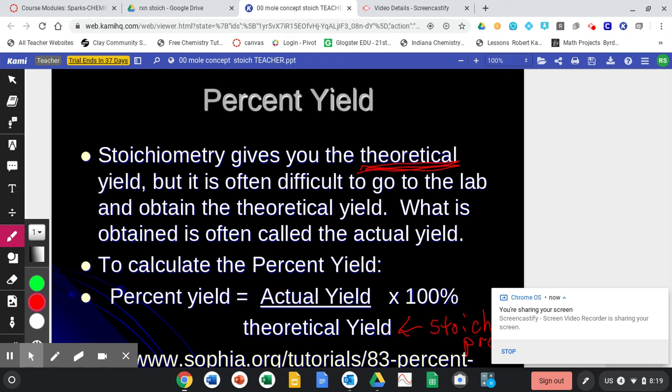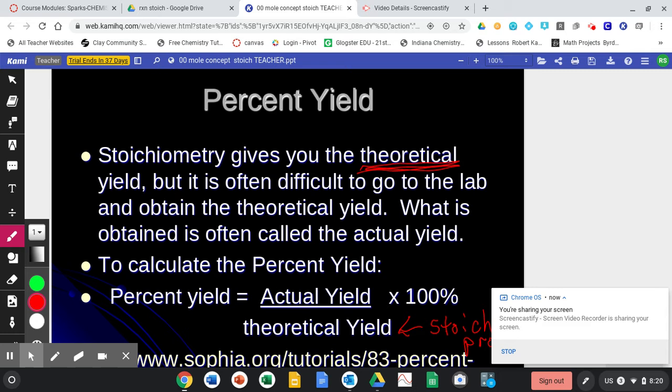So today we're going to look at percent yield. Stoichiometry gives you a theoretical yield. In other words, it's the optimum amount of what you can make. But it's really difficult to go in the lab and obtain the theoretical yield.